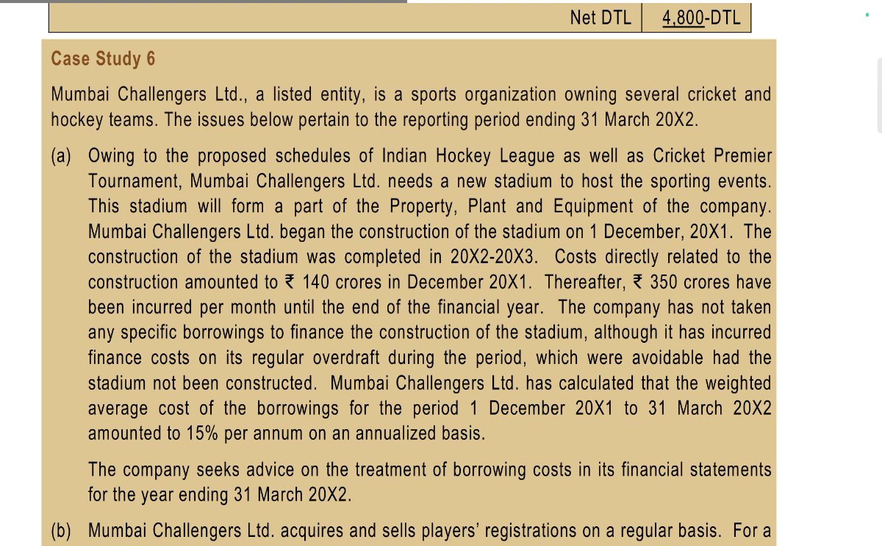Mumbai Challengers Limited began the construction of the stadium on 1st October, and the construction of the stadium was completed later. The cost directly related to the construction amounts to 140 crores, and 350 crores has been incurred per month until the end of the financial year. The company has not taken any specific borrowing to finance the construction of the stadium. Although it incurred finance cost on a regular overdraft during the period, which is avoidable, the stadium is not yet constructed.